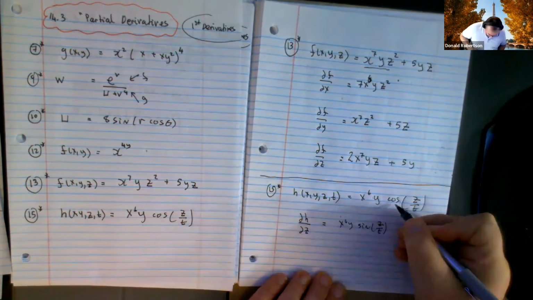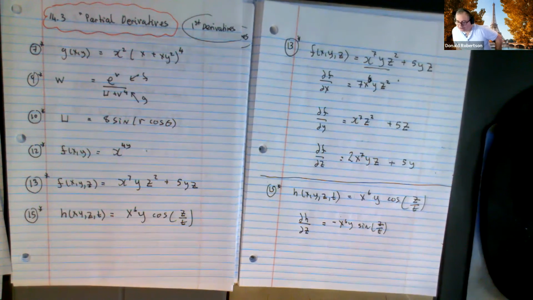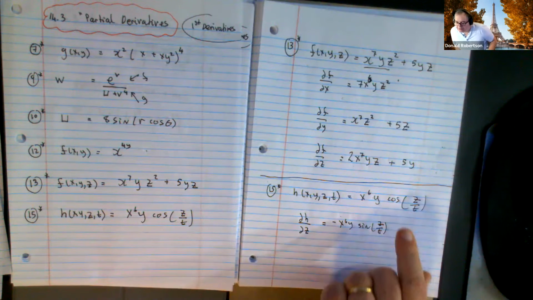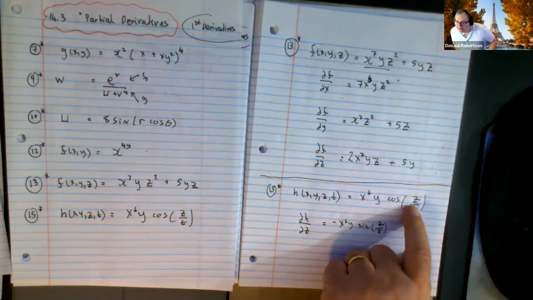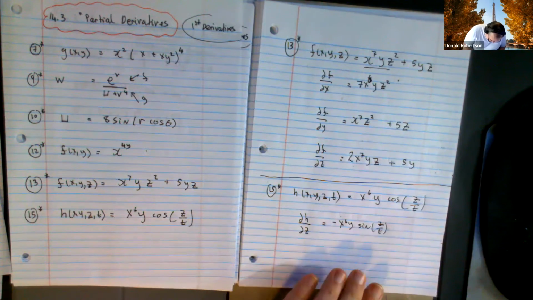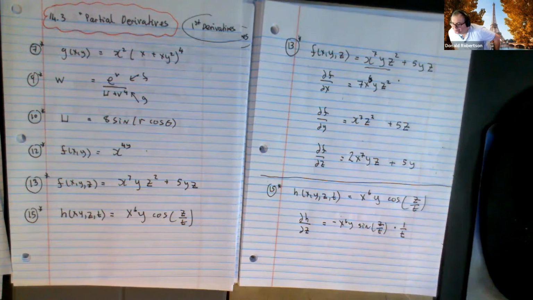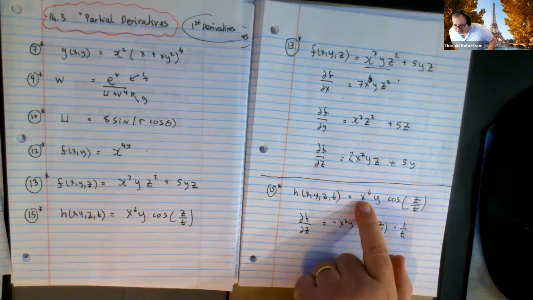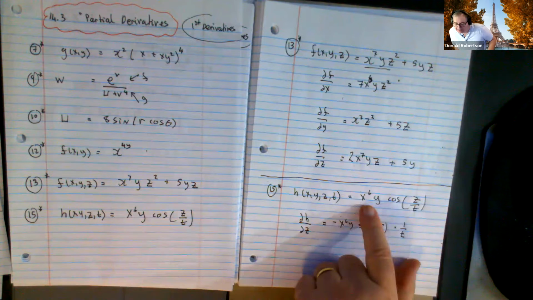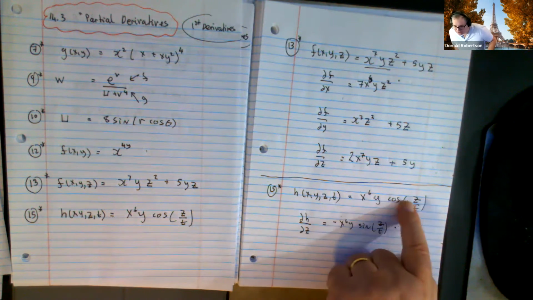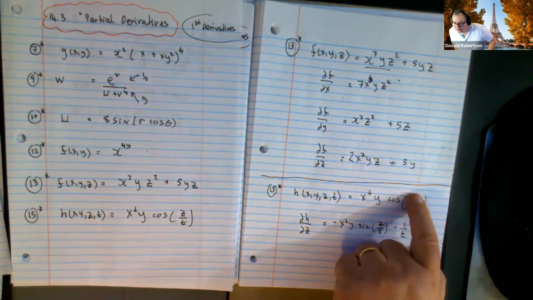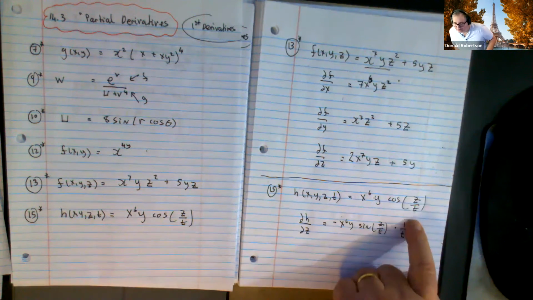About a negative. But I also get something else. Isn't there a little baby chain rule going on here? And if you take z as your variable, isn't this like z over 2 or a half z kind of thing? So can you see that you get an extra 1 over t? So if you differentiate this expression with respect to z, you get negative x to the 6y sine of the fraction times the derivative of this fraction with respect to z, and the derivative is 1 over t.